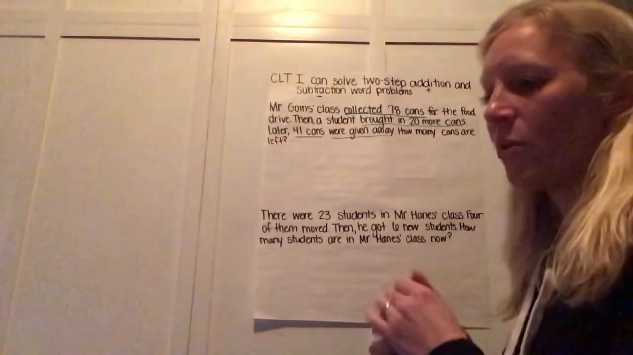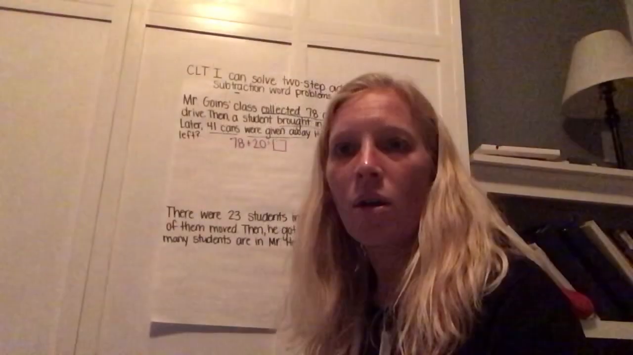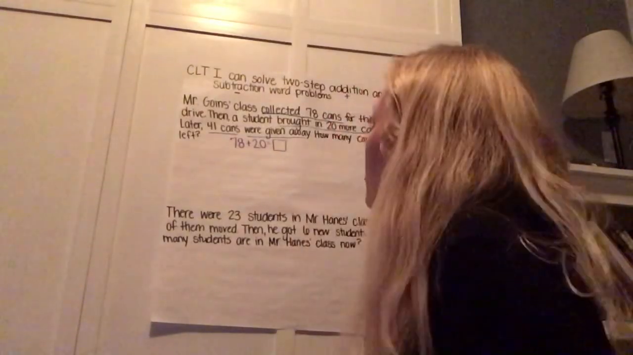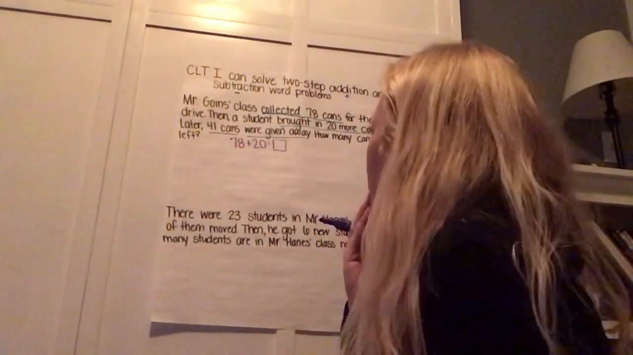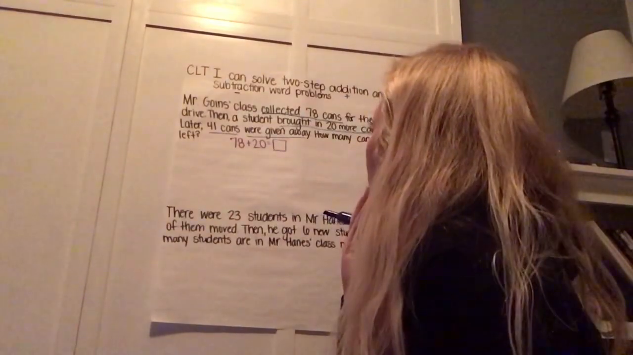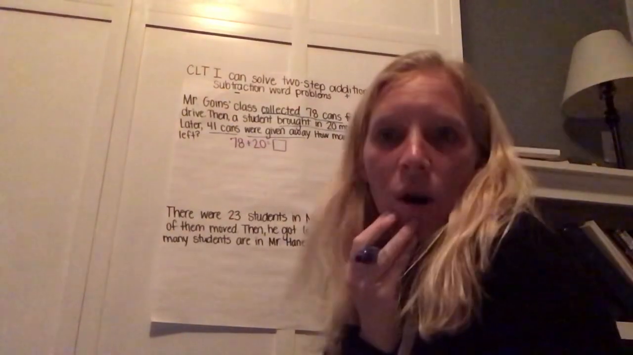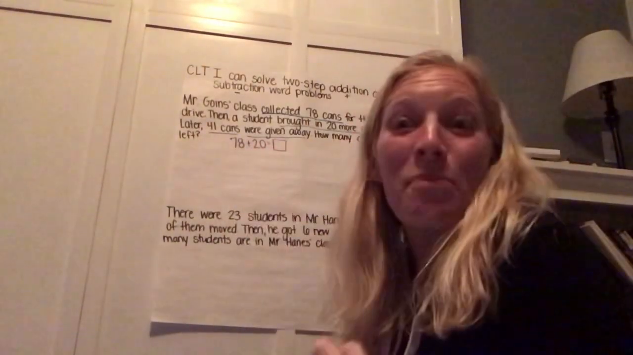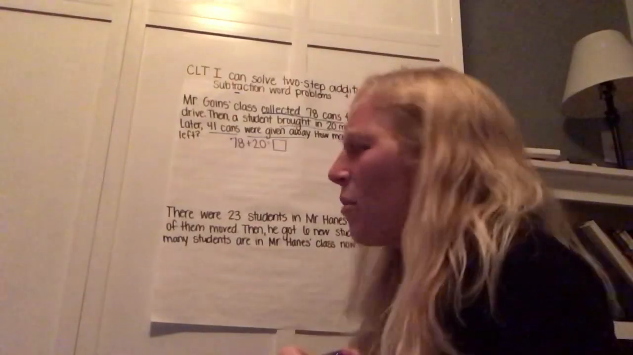What did we do first? Why did we write 78 plus 20? Because there were 78 cans and a student brought in 20 more. Okay, so why did we put that addition sign then? That plus sign? Because 20 more is going to be a bigger number. All right, and how do we go about solving that?